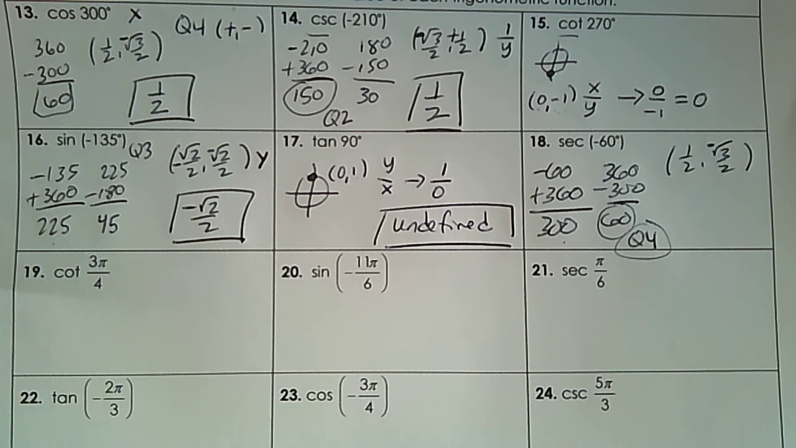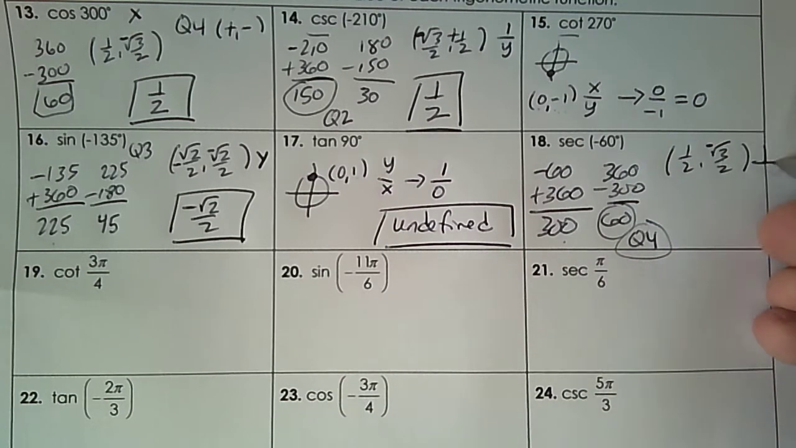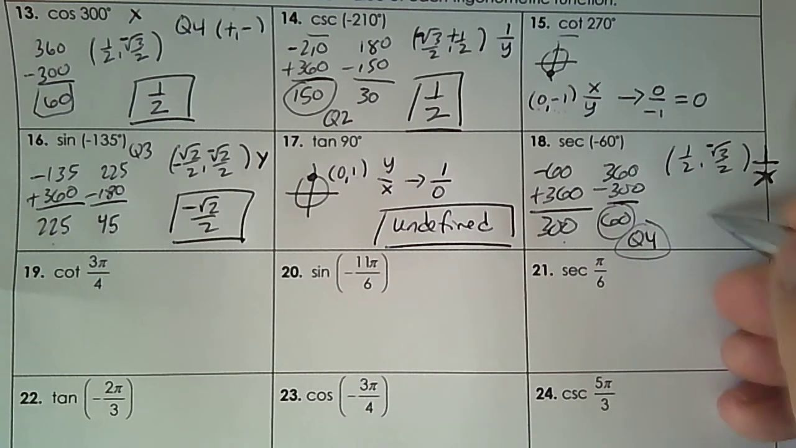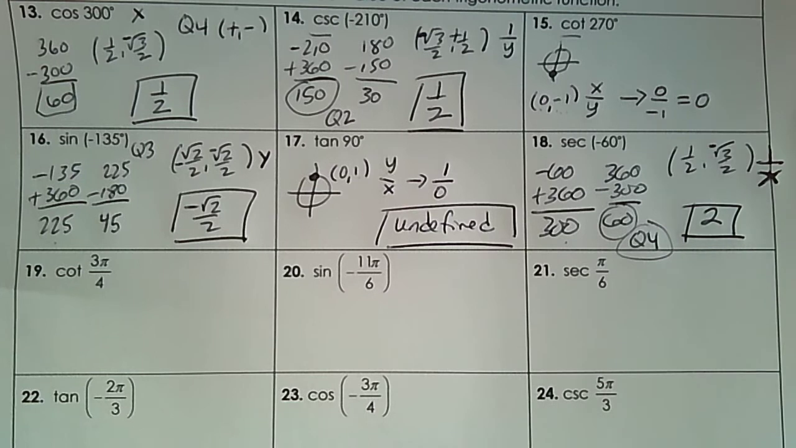What's the definition of secant? So secant is the reciprocal of cosine. So the definition is 1 over x, or the reciprocal of x. So only the x coordinate. What's the reciprocal of 1/2? And you have the answer. It's 2.